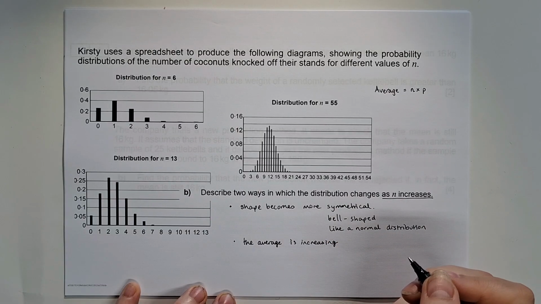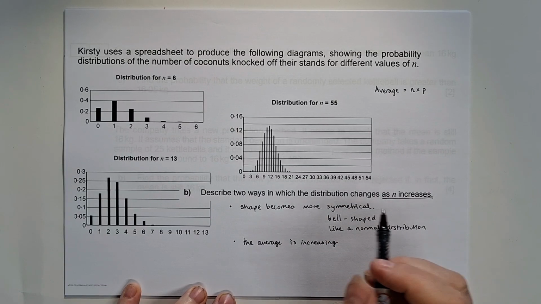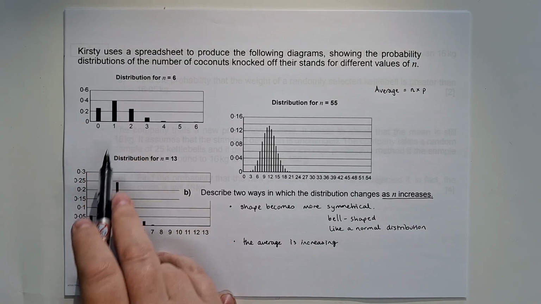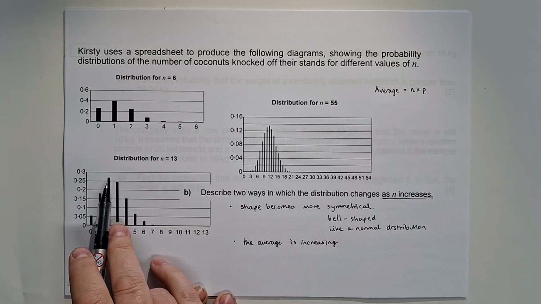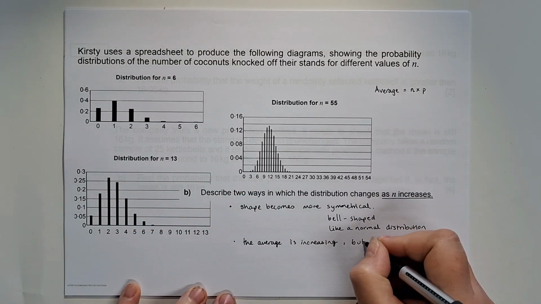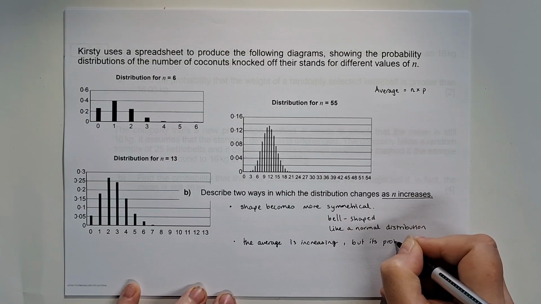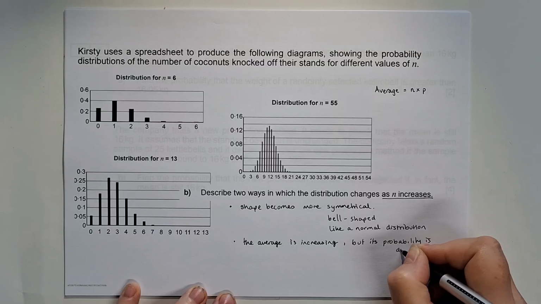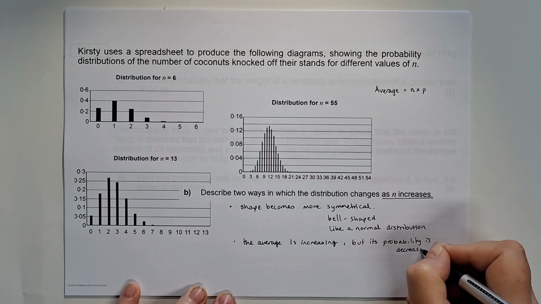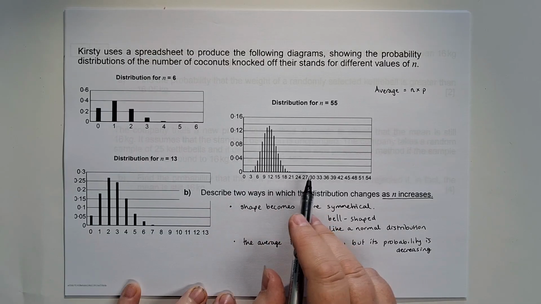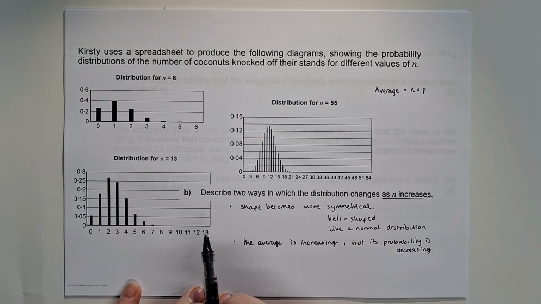Okay. But interestingly, the probability of the average is decreasing. So the highest point was at 0.4, then it was at maybe 0.27, then maybe it's about 0.13. So I'll say, but its probability is decreasing because there's more outcomes that can happen. Okay, when you have bigger n's, you have to share your total probability between more outcomes.